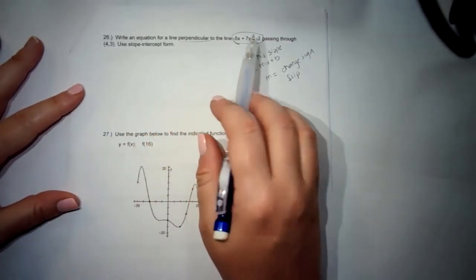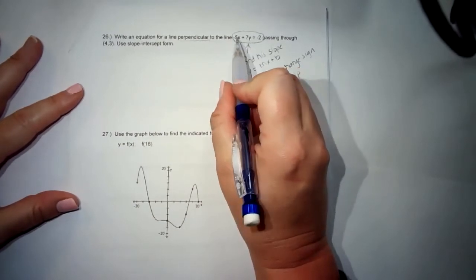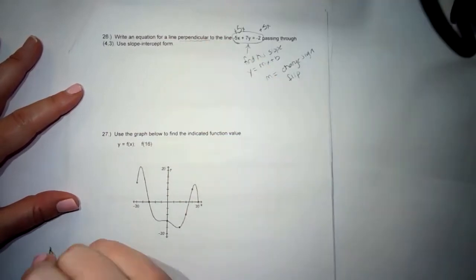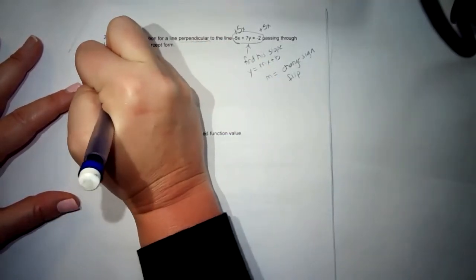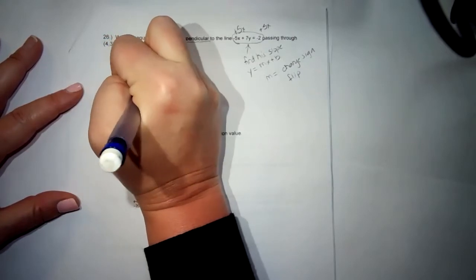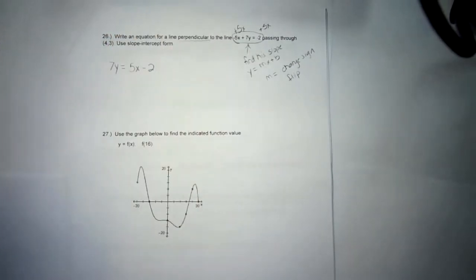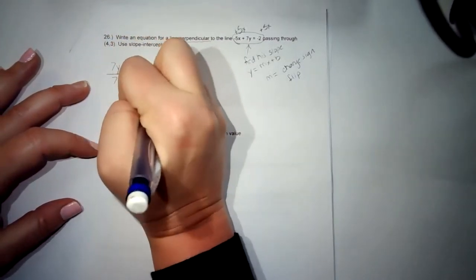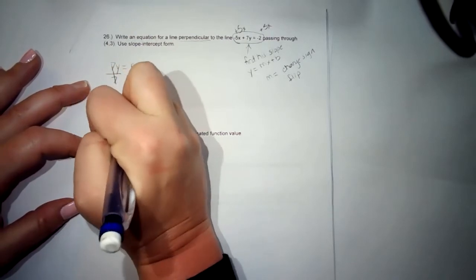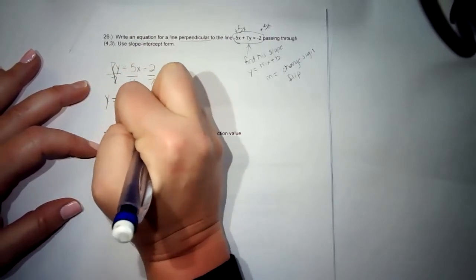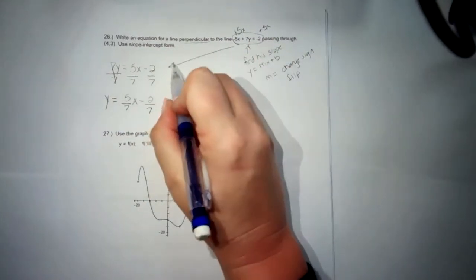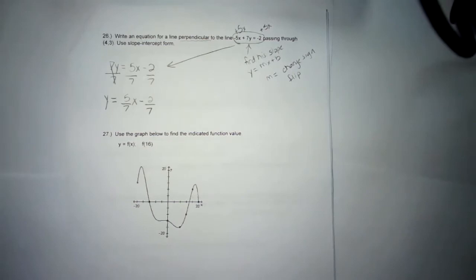So I'm going to take this line and I'm going to turn it into a y equals. So I'm going to add 5x to both sides. Okay. So I'm going to get 7y equals 5x minus 2. Is everybody okay with that? I just added the 5x. Okay, I'm not done. I'm going to get y equals 5/7 x minus 2/7. Okay, this is this line. That's what that is.